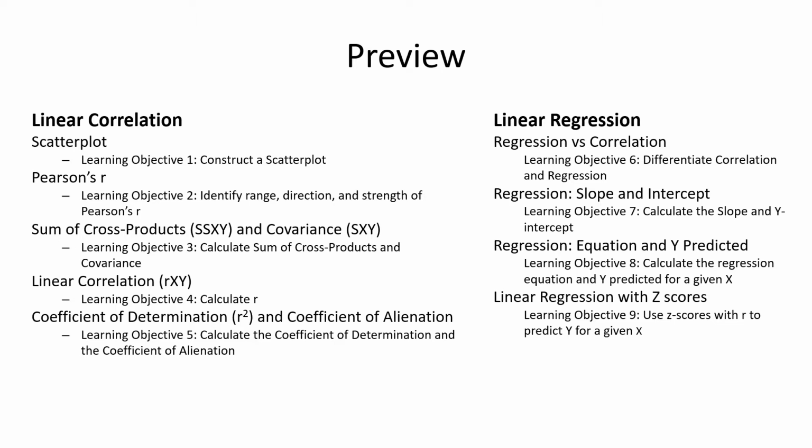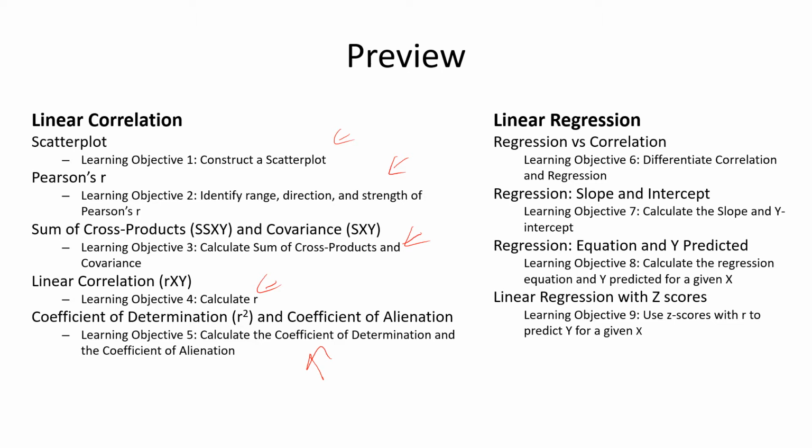First, for correlation, you're going to construct a scatter plot. You then need to be able to identify range, direction, and strength of Pearson's r, which is a correlation coefficient. You need to be able to calculate the sum of products and the covariance. You need to calculate r, and then you need to be able to calculate the coefficient of determination and the coefficient of alienation. So you can see that all of them except that second learning objective relate to either constructing something or calculating something.